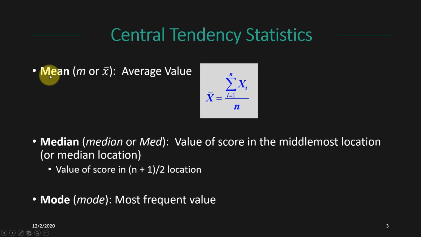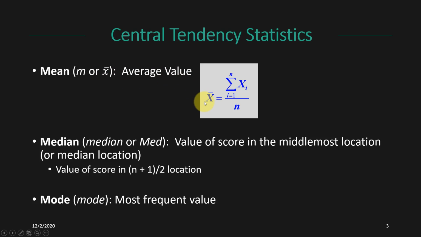Again, we're trying to describe the center of the distribution, as the name implies, or give people the sense of some sort of typical score or observation. So the mean, which is often written as an M or an X with a little bar over the top to indicate that we're taking the mean of the X's, is the average value.